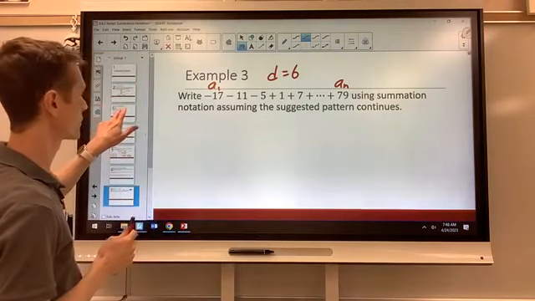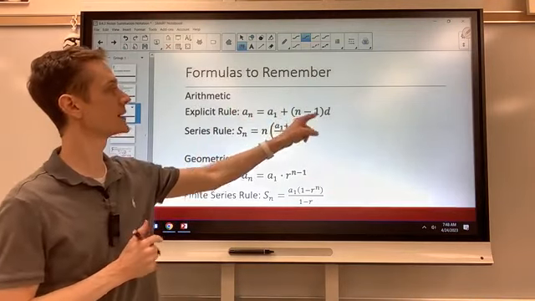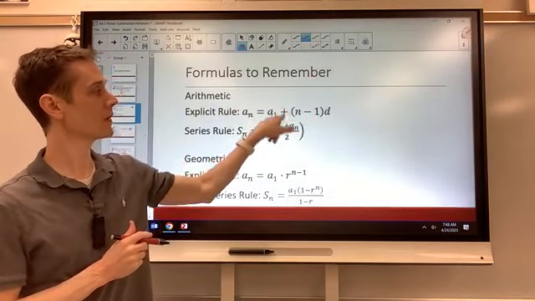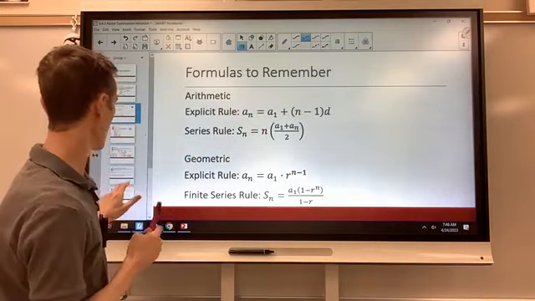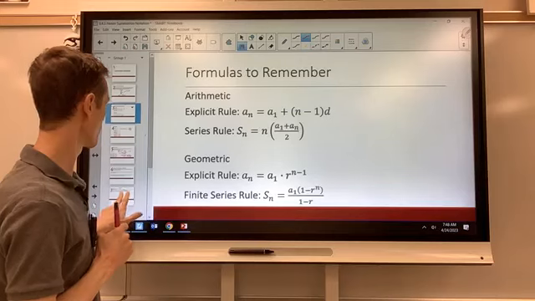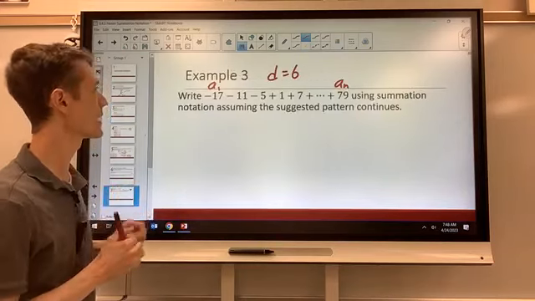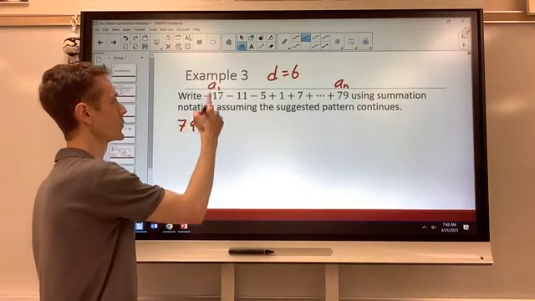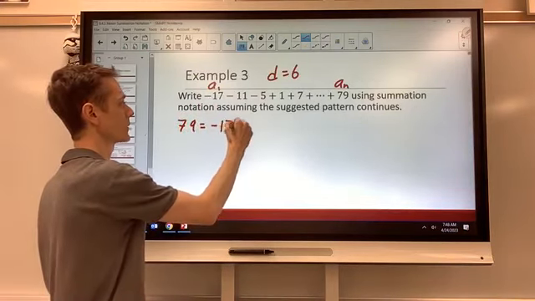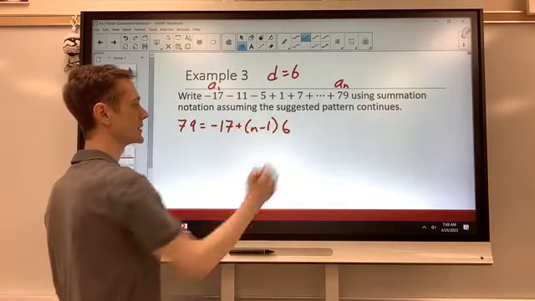Now going back to some of our formulas from earlier, knowing a sub 1, a sub n, and d, we should be able to solve for how many numbers there are in the pattern. And then if we needed to, we could also use the series rule to find the sum of all of them together. But let's start with solving for n. So I said a sub n equals a sub 1 plus n minus 1 times d.